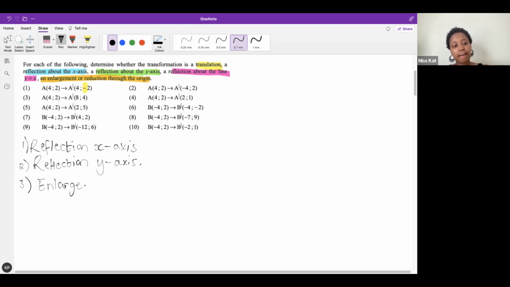Enlargement by a scale factor of 2. Beautiful. Number 4. We went from 4, 2 to 2, 1. Nice. A reduction.